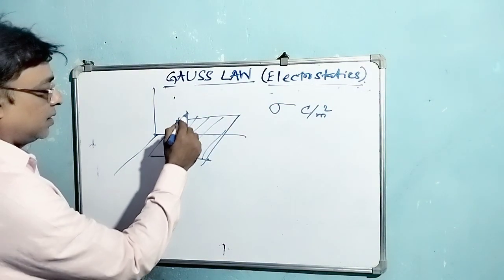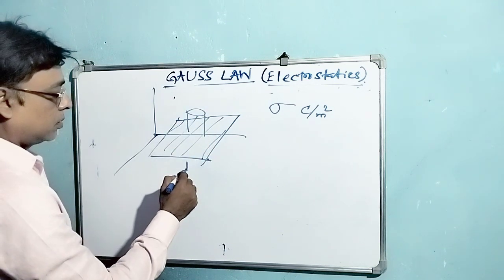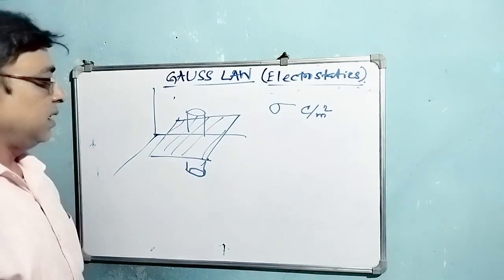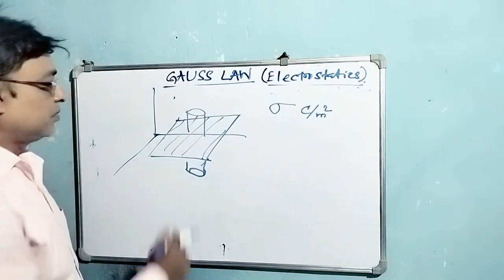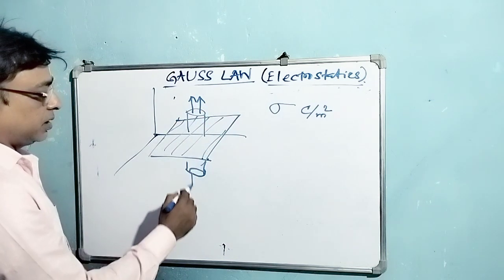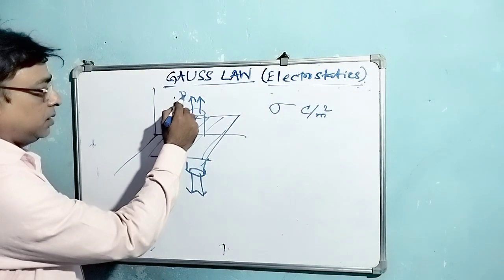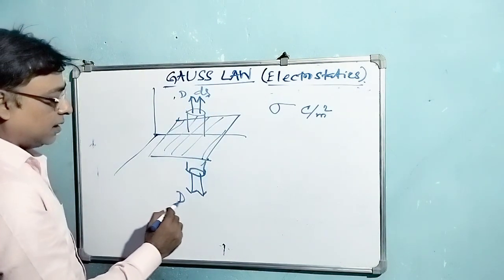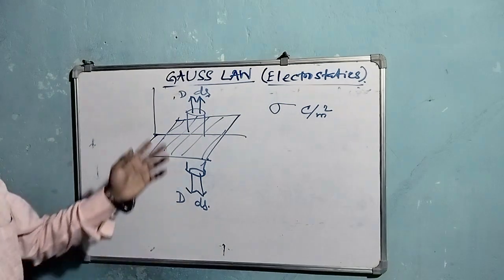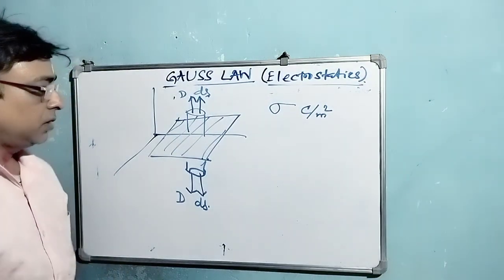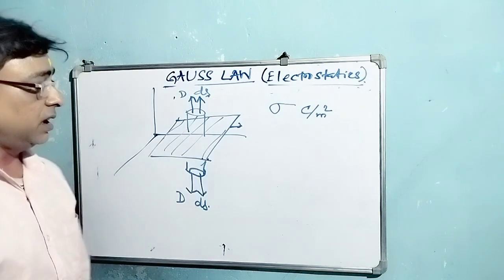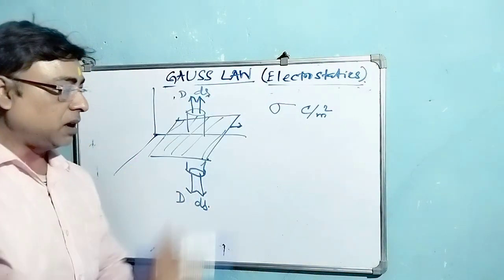Now consider a pill box here, which is a part of this infinitely charged sheet, elementary cross section. Now you see the flux will be leaving mainly through the top and bottom surface. If you take the direction of the flux density vector and the area vector, both will be in the same direction. That means the angle between them is 0. Because flux will not be leaving through this surface, because this area of cross section is very less. So flux will be leaving mainly through the top and bottom surface.